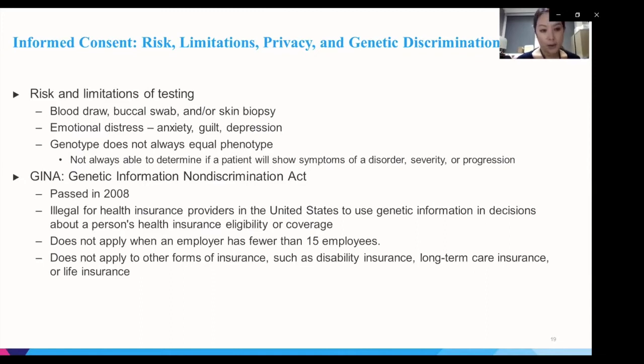And we also talk about GINA, which is a law that was passed in 2008, which makes it illegal for health insurance providers as well as employers to use genetic information in decisions related to eligibility for insurance or eligibility for employment. But it's important to note that it does not apply to other forms of insurance, such as long-term care or life insurance.